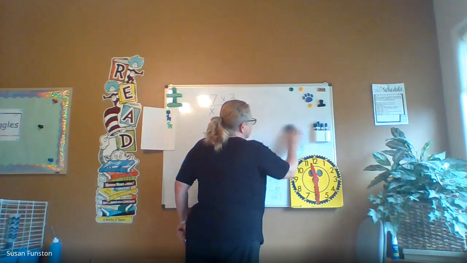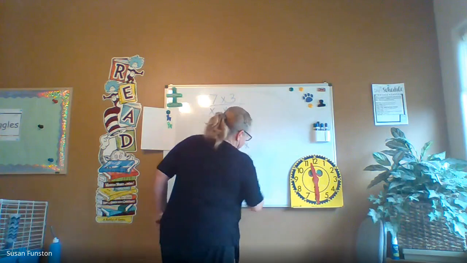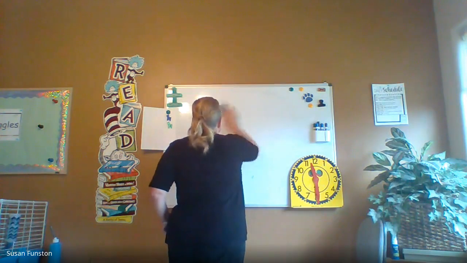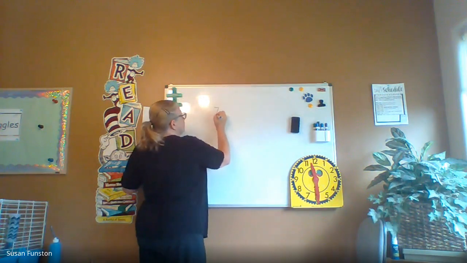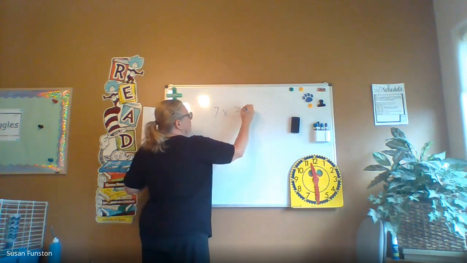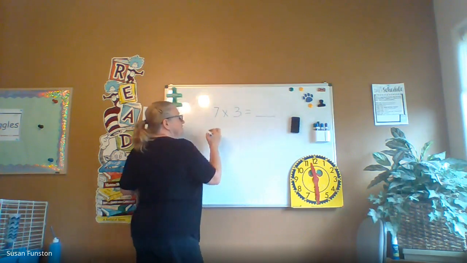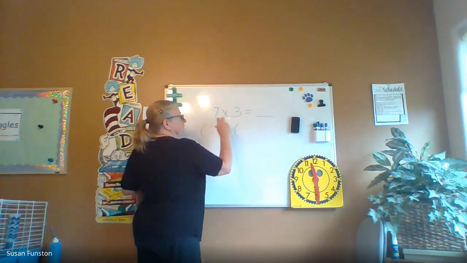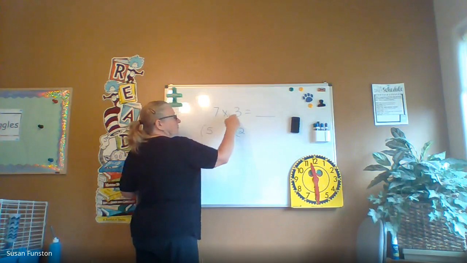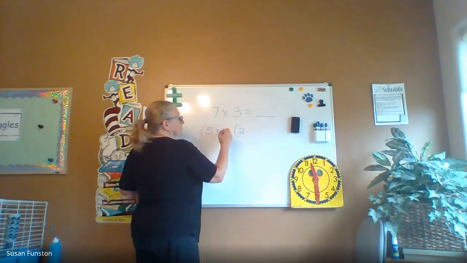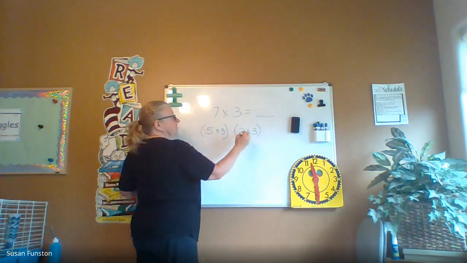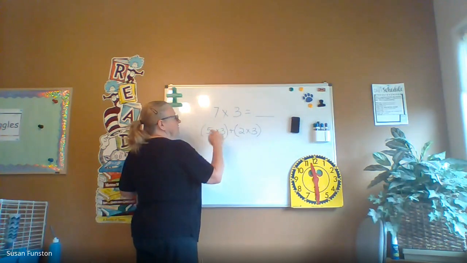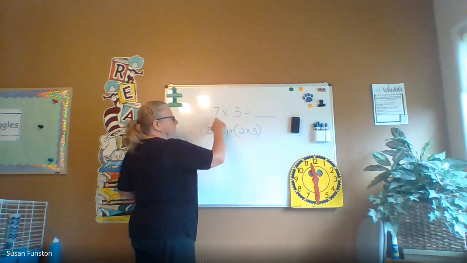Okay, so let's take a look at this as an equation. So I started with 7 times 3 equals something. And I said I can divide my 7 into 5 and 2. Both of them are being multiplied by 3. So now I have 5 times 3 and 2 times 3. I need to add these together because my 5 and 2 equals my 7.